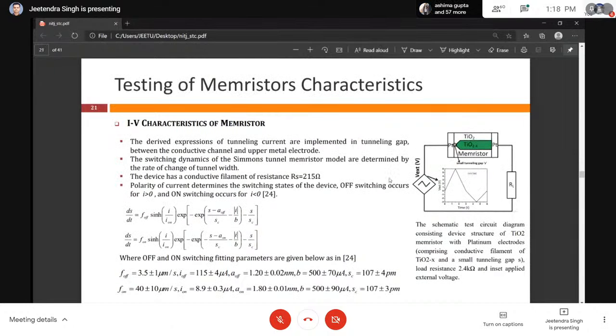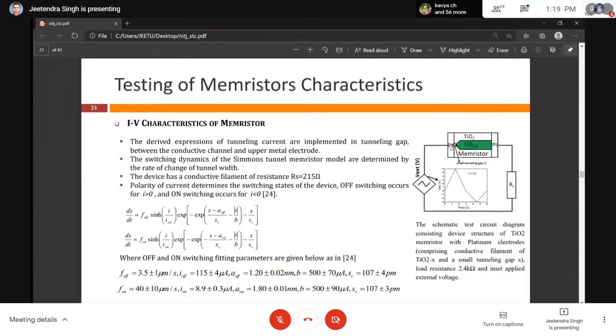And now we have to check the IV characteristics of the memristor. In order to check the IV characteristics of the memristor, we developed the SPICE model for the memristor by employing the same current relations that we have derived for the three cases, and we apply it to the test circuit. In the test circuit, we apply a voltage here, a triangular pulse, and we also have a resistance here.